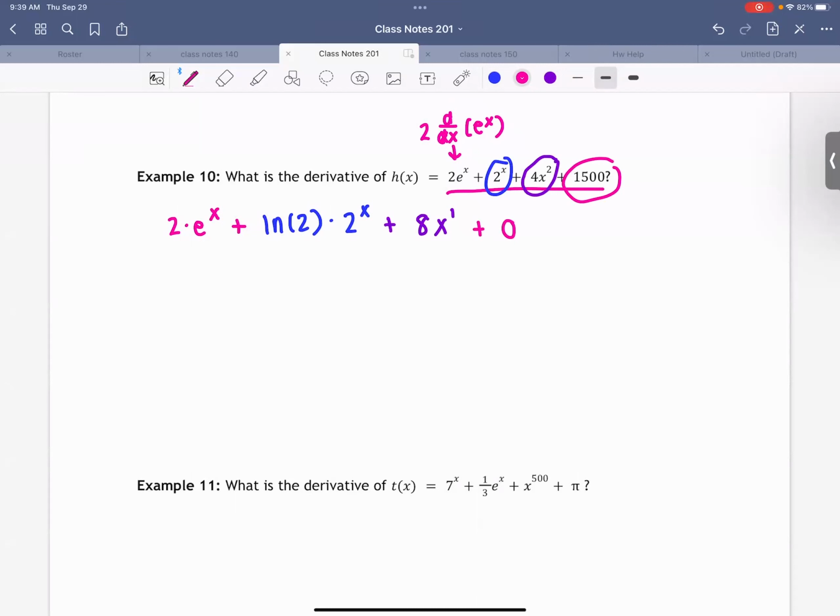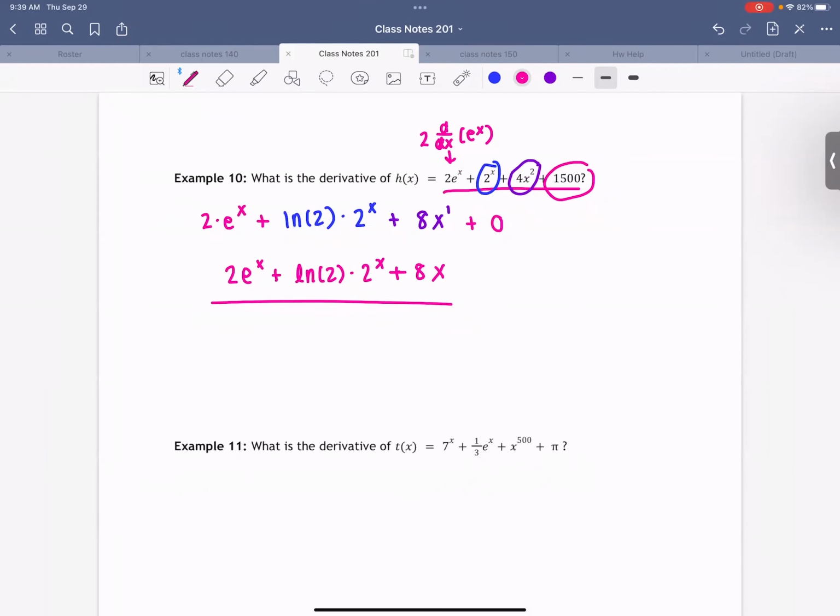Okay. So this is fine. Let me just clean it up a little bit. 2e to the x plus the natural log of 2 times 2 to the x plus 8x. Oh, plus. That's my derivative. Any questions? Okay. I'm going to give you like 1 minute to try example 11. Kind of the same deal, a bunch of different derivatives strung up together.